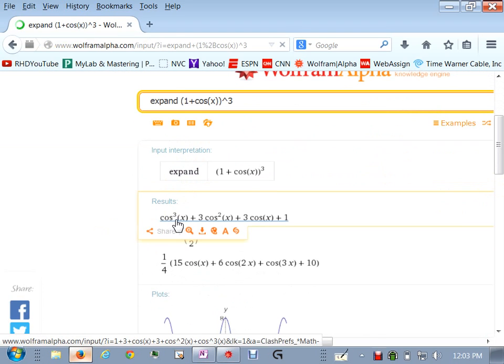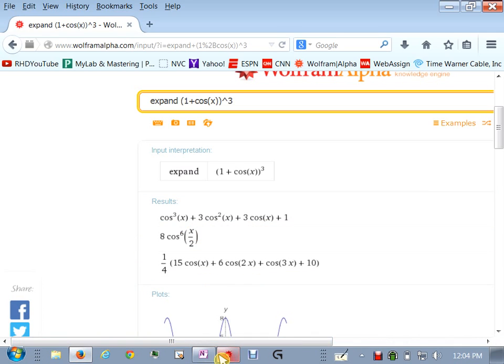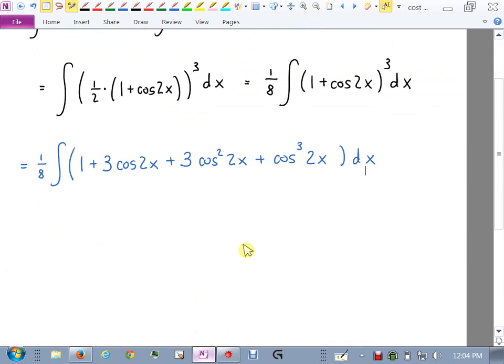Yeah. So it's the 1, and then it's a 3 in front of the cosine, and then it's a 3 in front of the cosine squared, and then it's the cosine cubed. So if you just put 2x, 2x, 2x in there, that matches. See, sometimes Wolfram Alpha is too smart for its own good, right? It just starts trying to simplify everything. All right. Okay.